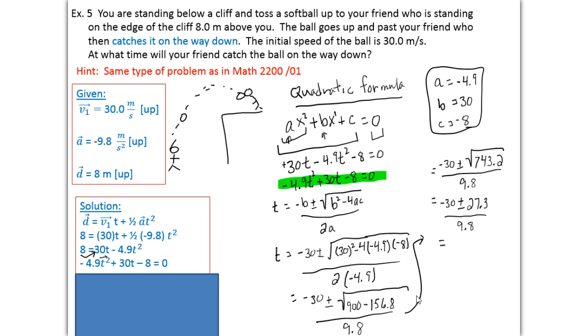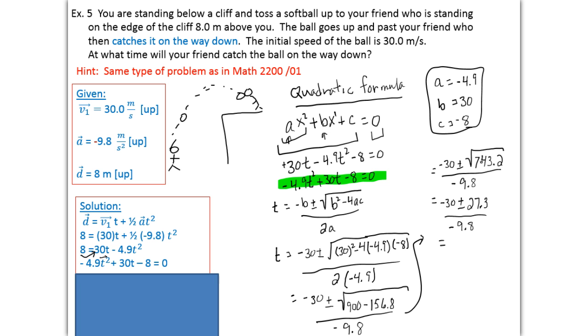Alright, let's see now if you've carried your calculations out right. So negative 4 times negative 4.9 times negative 8. You're multiplying three negatives, so you should get a negative back. And you should have 156.8. 2 times negative 4.9 is negative 9.8, which I left out. Okay, now 900 subtract 156.8 is 743.2.